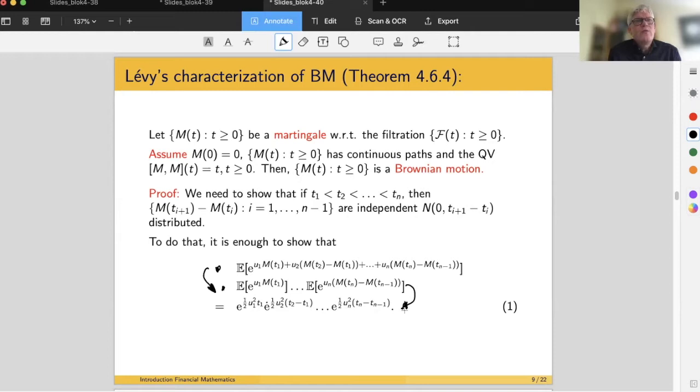So we want to prove this statement. We need to prove that M_t has a normal distribution. If (1) holds, we have in fact proved what we want. And we will extend what we did earlier to this situation.